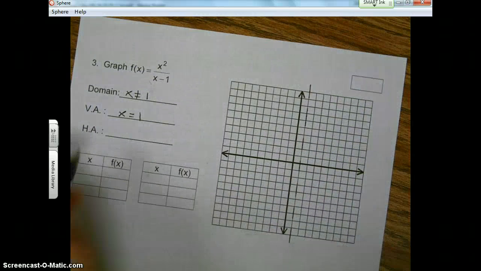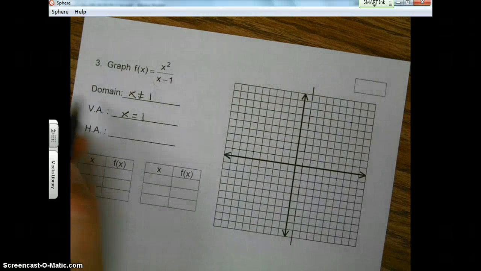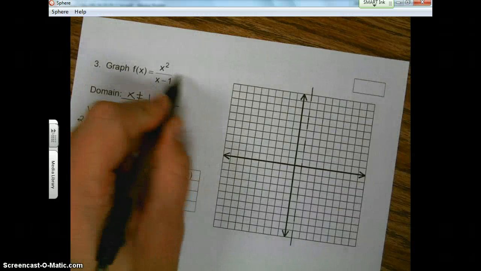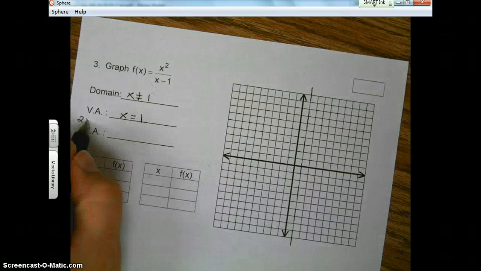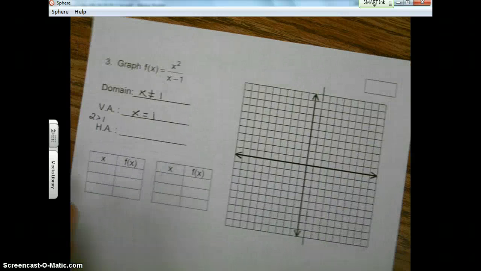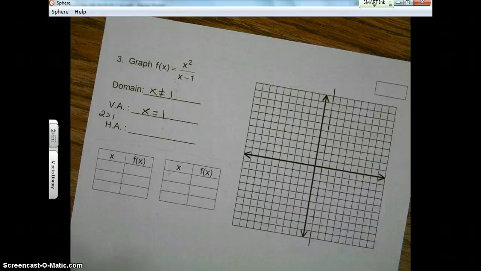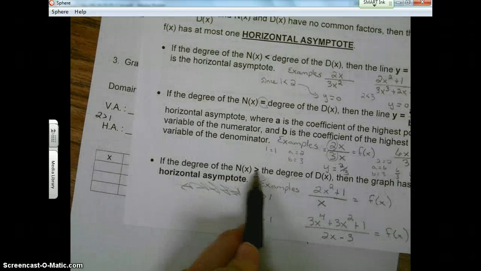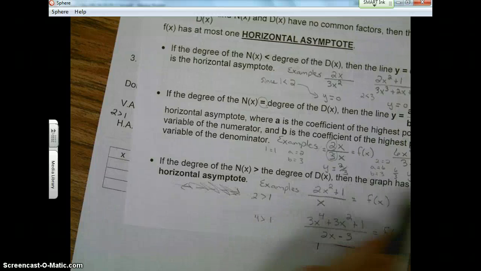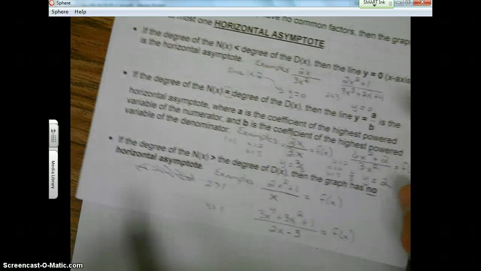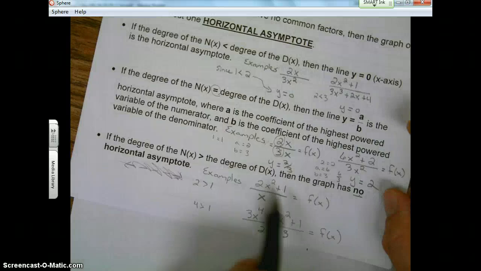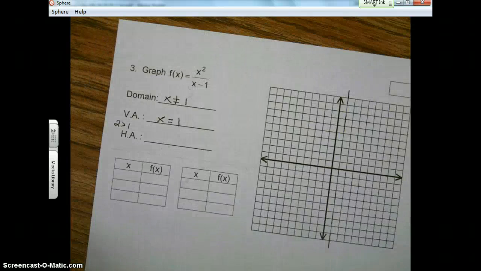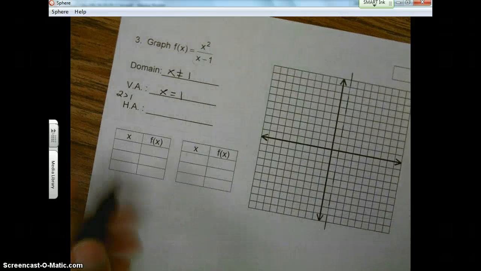Horizontal asymptote. The degree of the numerator is 2. The degree of the denominator is 1. What does that mean? The numerator degree is greater than the denominator degree. No horizontal asymptote. You'll have to look back at these until you have them memorized, but please do memorize these rules for horizontal asymptotes. So we have none.